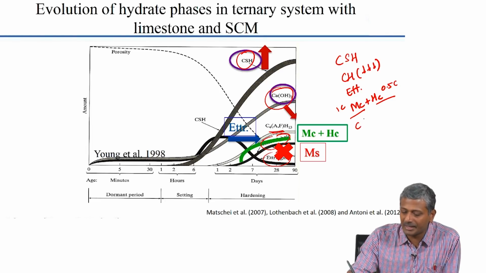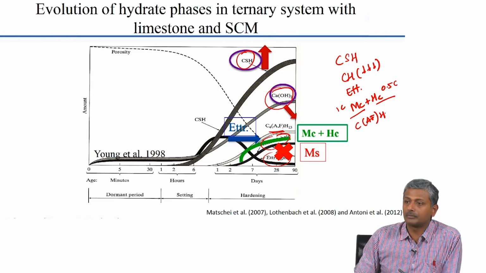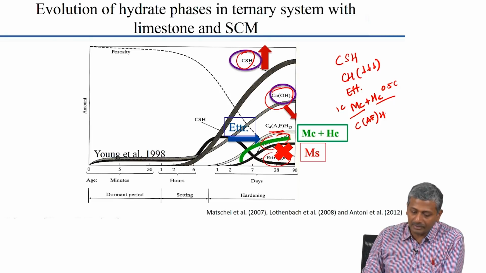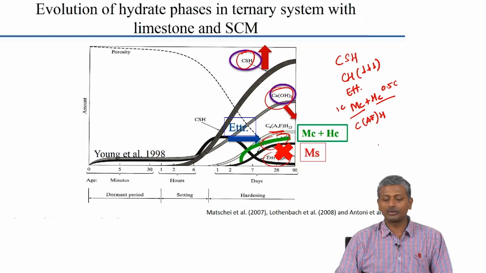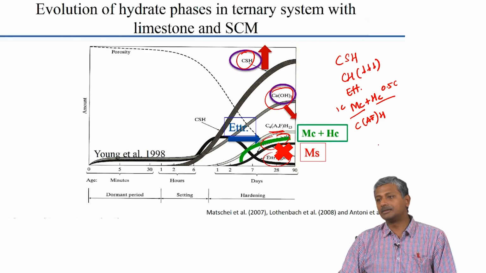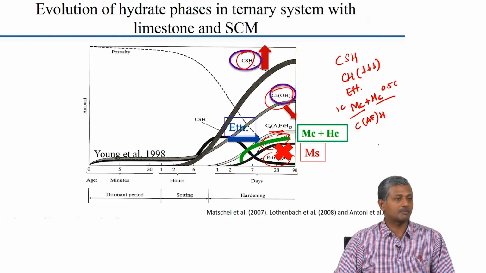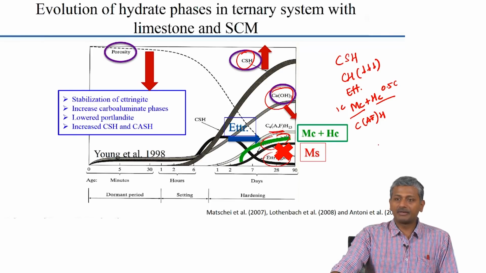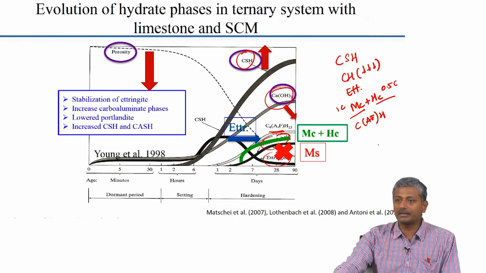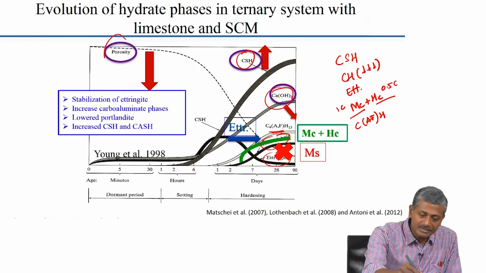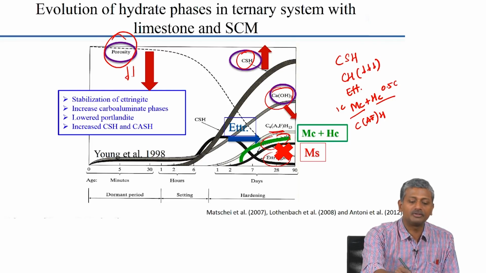Apart from this, you will again have the calcium aluminate hydrates, so calcium aluminoferrite hydrates if that is permitted, right. So, that will be the end component of your system that has the ternary blend of cement with limestone and supplementary cementing material. So, again stabilization of ettringite happens, there is an increase of carboaluminate phases, lowering of the Portlandite content and increased CSH and calcium aluminosilicate hydrate, that is generally going to be driving the porosity even further down.